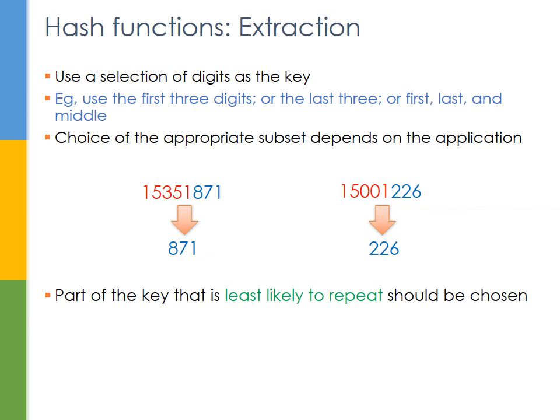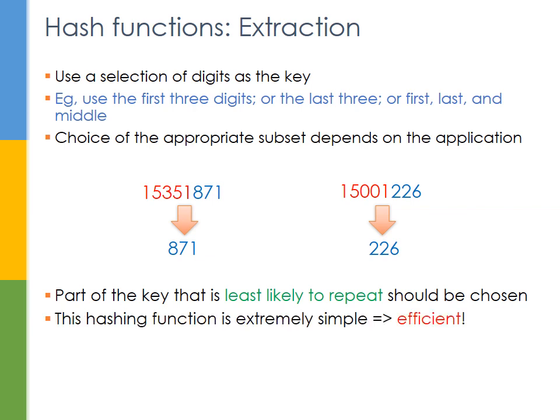So generally, if you are using extraction, try to pick the part of the key that is least likely to repeat, that is least likely to clash. This is obviously super simple to calculate. You simply chop off part of your value and the rest is used as the index in the table. So it's very efficient, which is really what we want. I have told you in the past, hash functions must be quick to compute.